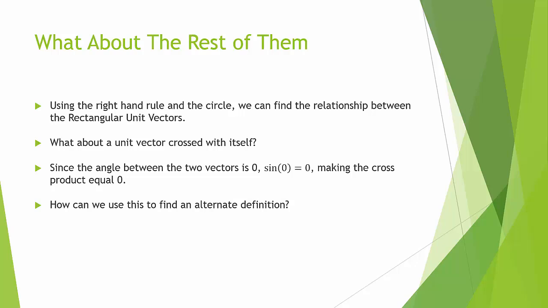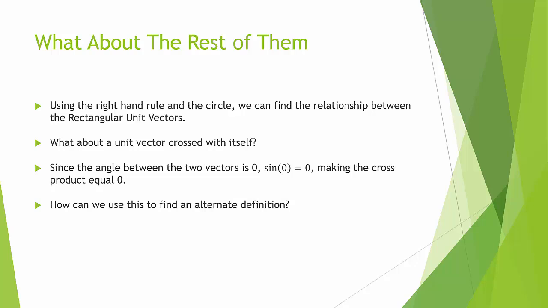But like we mentioned in the dot product, you can't forget about a unit vector crossed with itself. Since the angle between a vector crossed with itself, A crossed with A, is 0, they're the same vector, there's no difference. So we have 0 as our theta, sine of 0 is equal to 0, and the cross product is equal to 0.